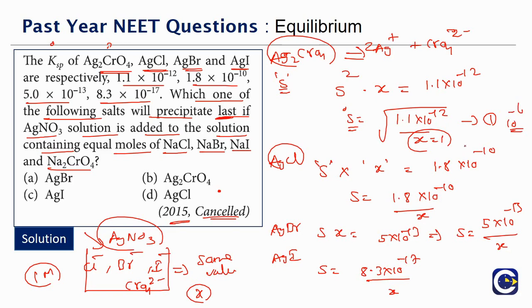Means if you add the AgNO3 slowly, then first, at a very low Ag plus concentration of 8.3 into 10 power minus 17 itself, we will see that AgI will start precipitating. Then comes AgBr. It will start precipitating when the concentration of Ag plus is 5 into 10 power minus 13. Then comes AgCl precipitation, because it will start precipitating when the Ag plus concentration is 1.8 into 10 power minus 10. The last one to start precipitating is Ag2CrO4. It will start precipitating when the concentration of Ag plus is approximately 10 to the power of minus 6.